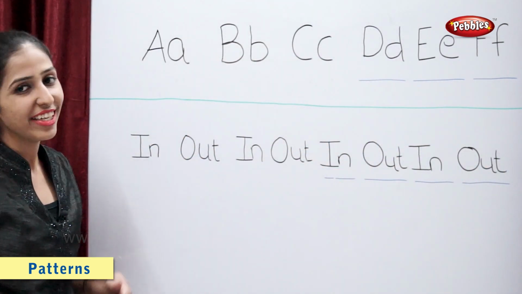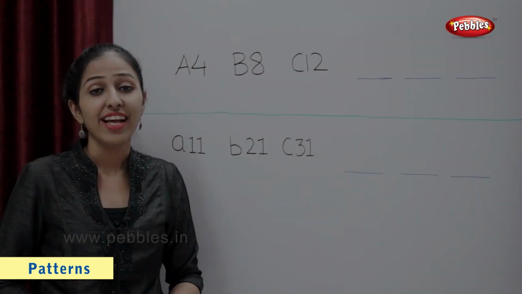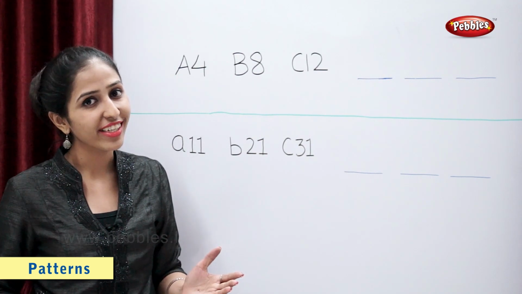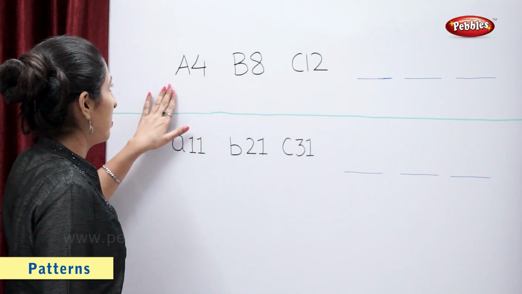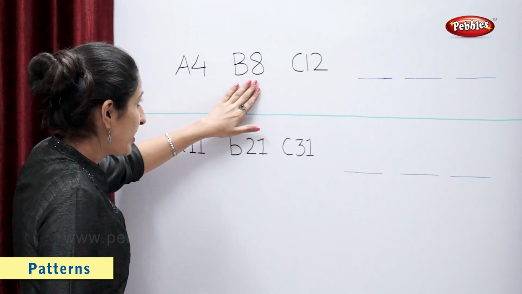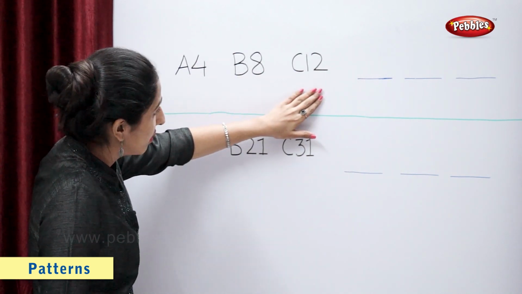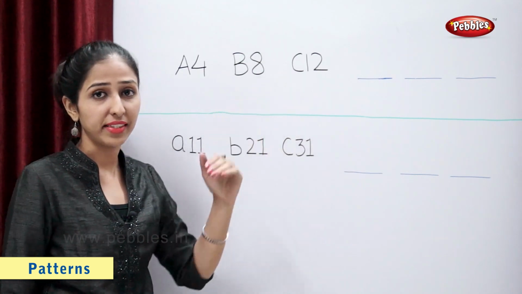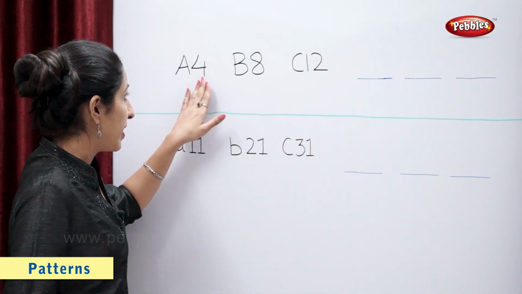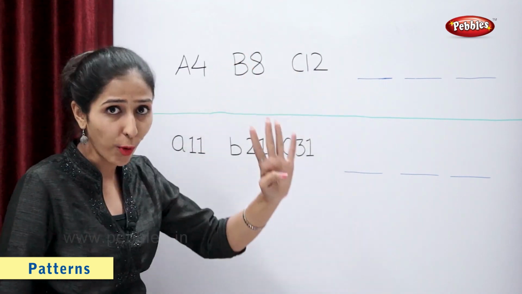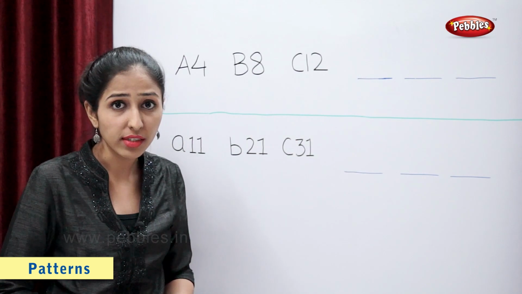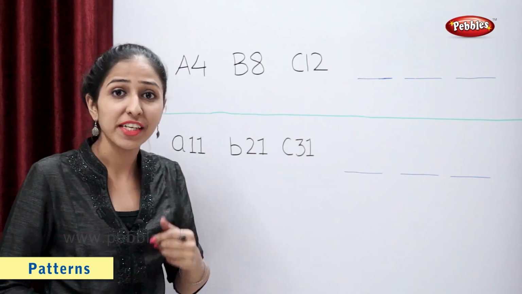This pattern is complete. Let's take some examples with numbers and letters. In this example, we have A4, B8, C12. The letters in this example follow a sequence and there is a difference of 4 between these numbers. So tell me students, which is the next letter in the series?